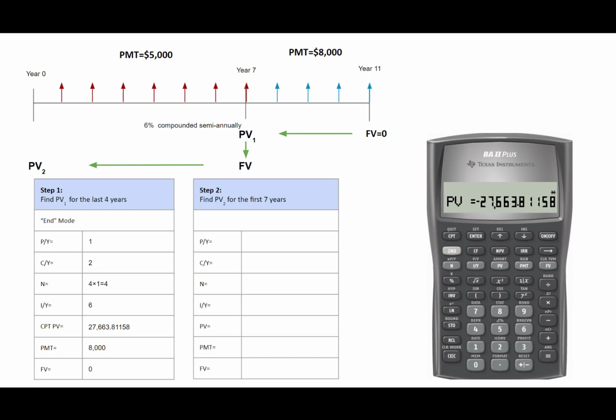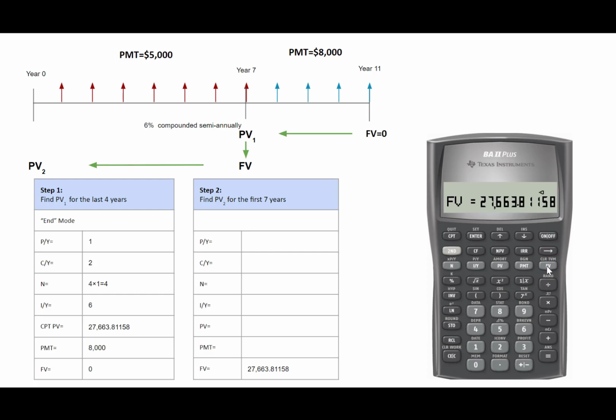It is 27663.81158. This means the $8,000 periodic payments for 4 years is equivalent to one payment of $27,663.81 at the beginning of year 8. This number is also the future value for the second step, representing the balance left at the end of the first 7 years. Let's make it positive and enter it as FV for the second step.